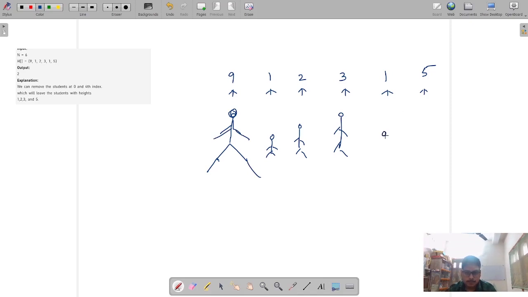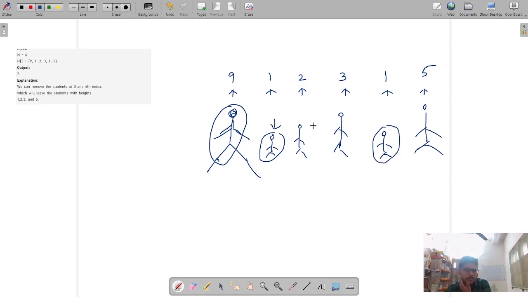And there is another one, 5. So what they are saying is that this student can't see anything except this bigger student, because its height is very big. Everything in front of this student can be seen by him, because his height is very big. Similarly, this student can see everything in front of him because he or she is much taller than him or her.